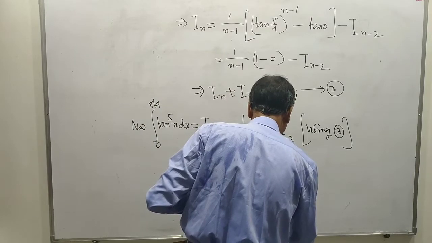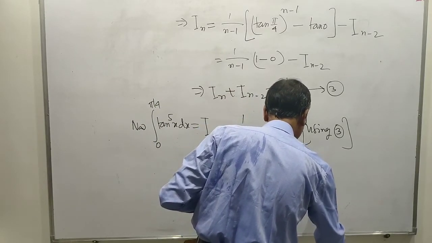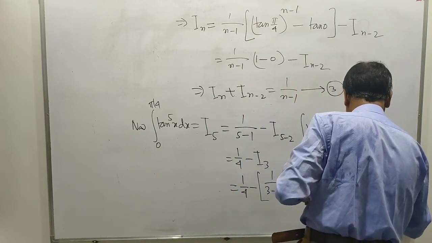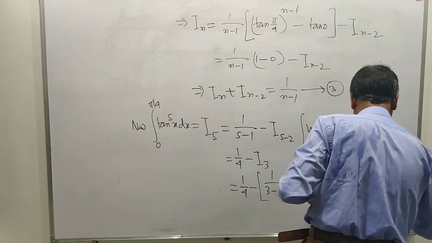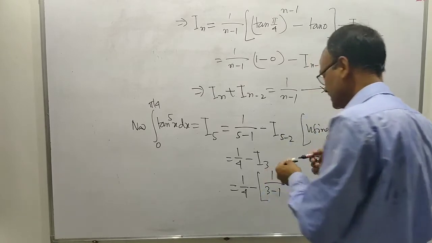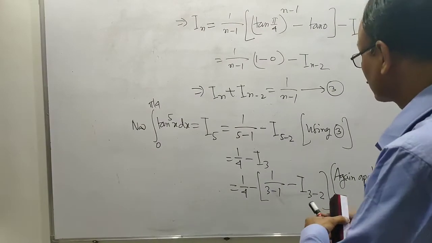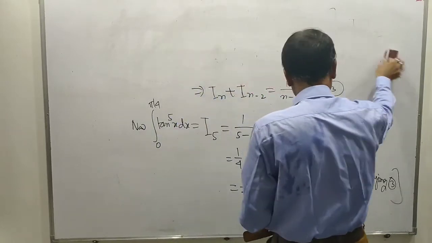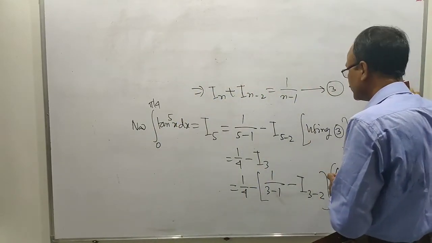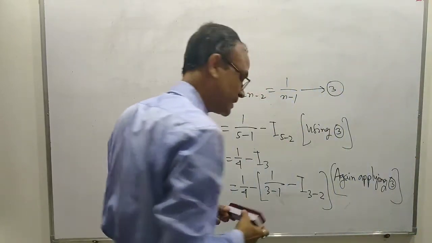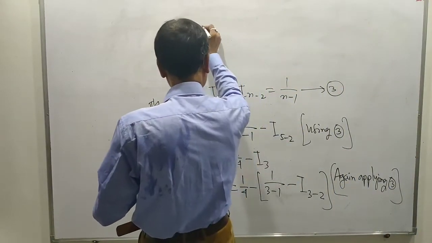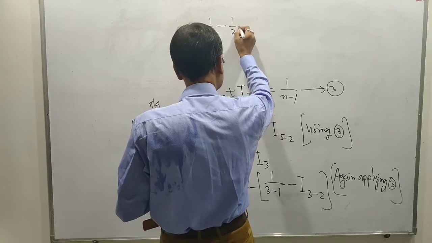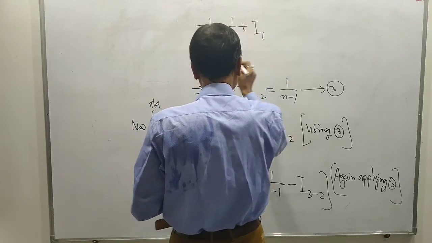1 by 3 minus 1 minus I3 minus 2, again applying 3, you will get this one. You will get this. This is equal to 1 by 4 minus 1 by 2 plus I3 minus 2, equal to I1.